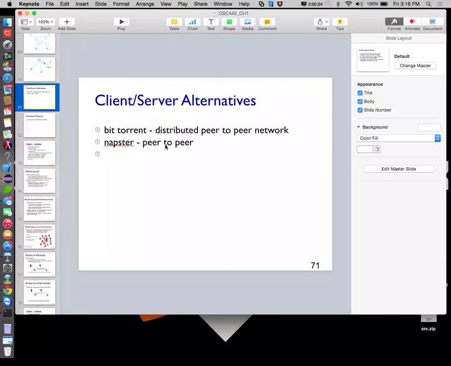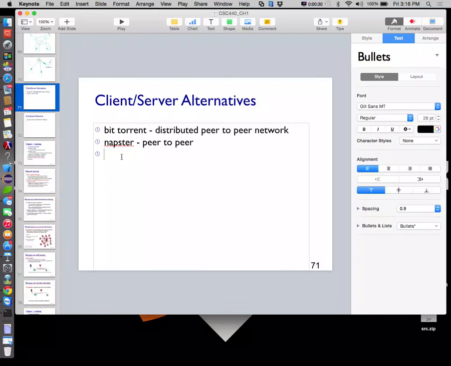Okay, so last time we were talking about alternatives to client-server. We talked about BitTorrent. We talked about Napster. What else do we have along the peer-to-peer? There's a couple other ones that are similar to Napster, so we don't have to spend time talking about those. What are some of those? LimeWire, FrostWire.